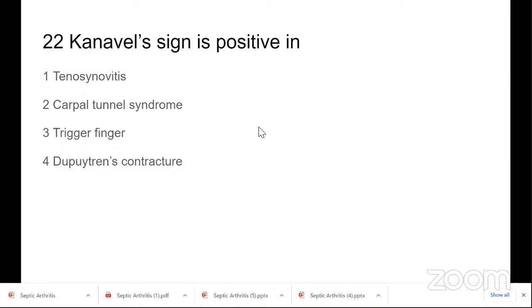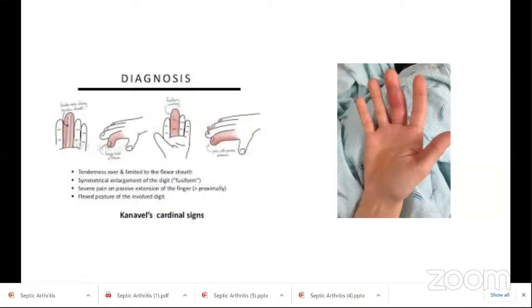Option one, tenosynovitis. Okay, look at this. This is important. See, look at the fingers carefully. This finger is completely swollen and flexed in attitude or position. If there is a tendon sheath, flexor tenosynovitis of this finger, the infection has enough space to spread from here to here. So sausage shaped finger or fusiform swelling of the finger, flexed posture, painful on extension.